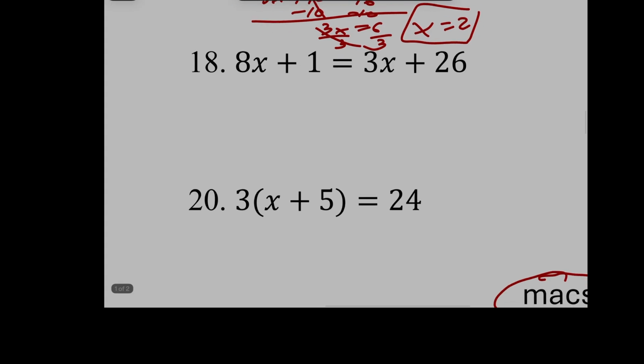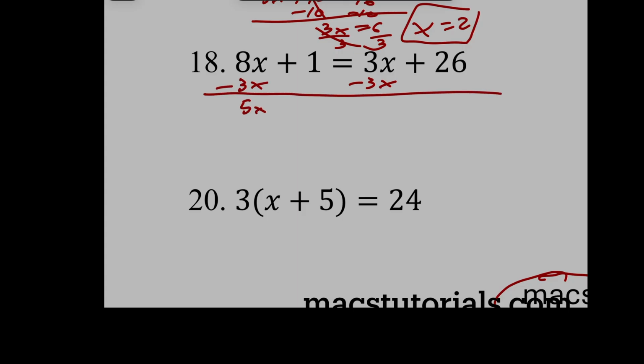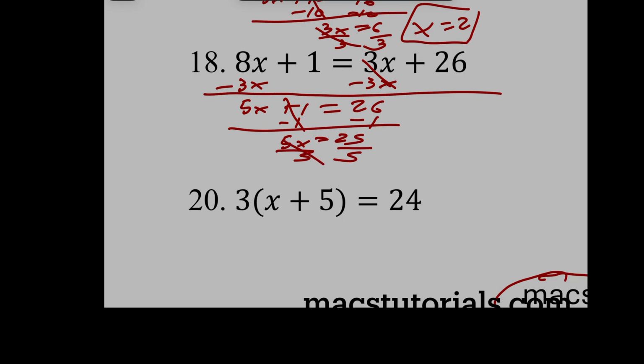All right. Now, number 18, letter, number equals letter, number. I'm going to move the letters. I could go minus 8x minus 8x. That's fine. But I'm going to go minus 3x because I like to keep that variable positive. It'll save me some trouble down the road. Okay, and that's going to equal 26. Now I'm going to move my 1. Boom, die. And now I get 5x equals 25. Once I get that, all I need to do is divide by my 5. And I'll get a nice, pretty x equals 5.